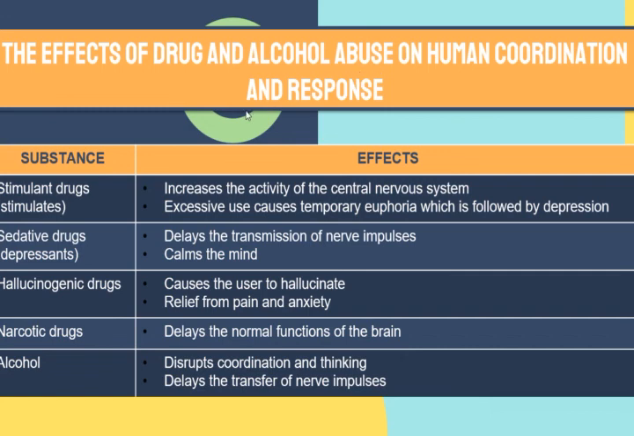I think that's all for 12.5, health issues related to the human nervous system. I hope you can at least remember two or three examples of nervous system diseases, and also the effects of drugs and alcohol abuse on human coordination and response. That's all for now.